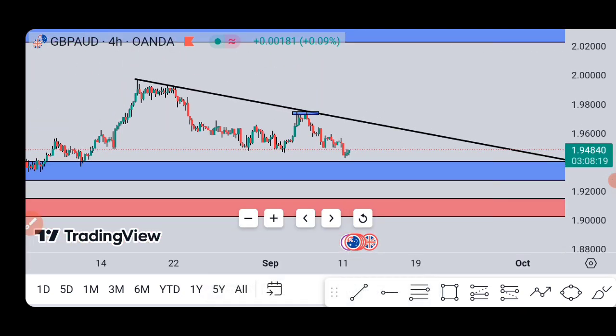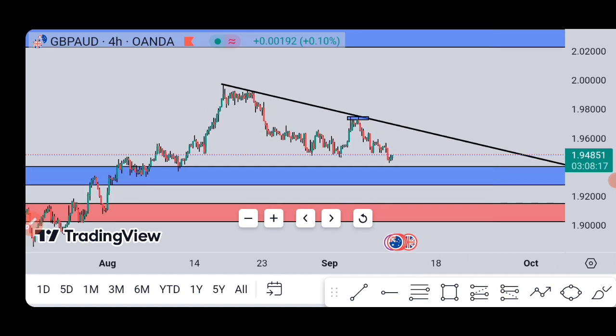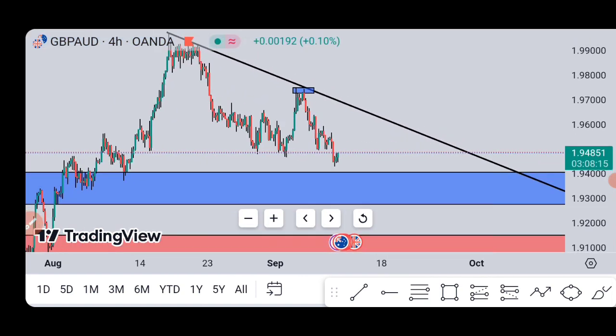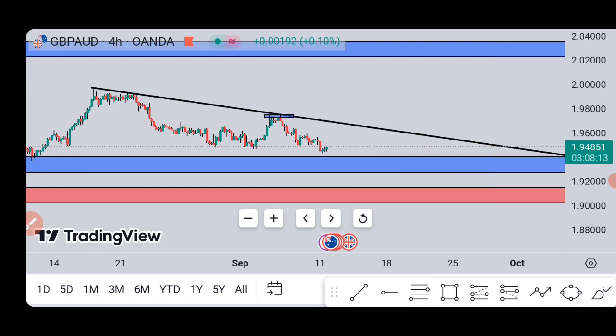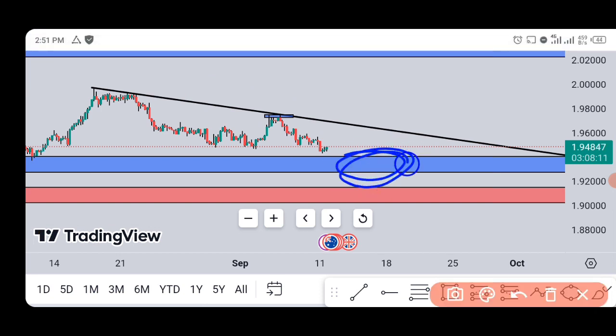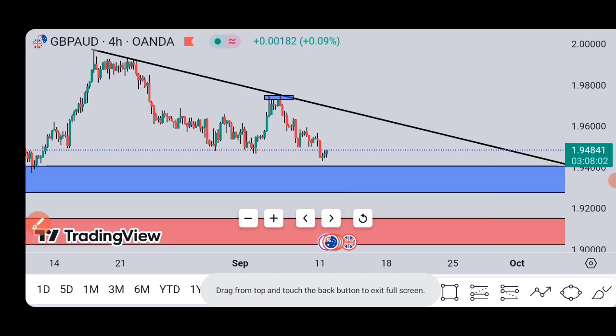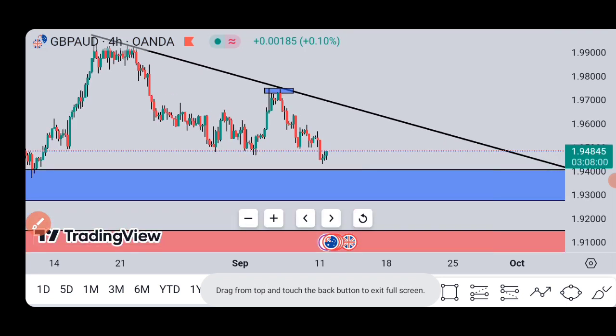So for me, on the 4 hour time frame, I'm expecting this market to come down to this blue zone before giving us entry. That's what I'm expecting. Come down to this blue zone before giving us a valid entry point to buy the pair. So let me go to the next pair, which is gold.